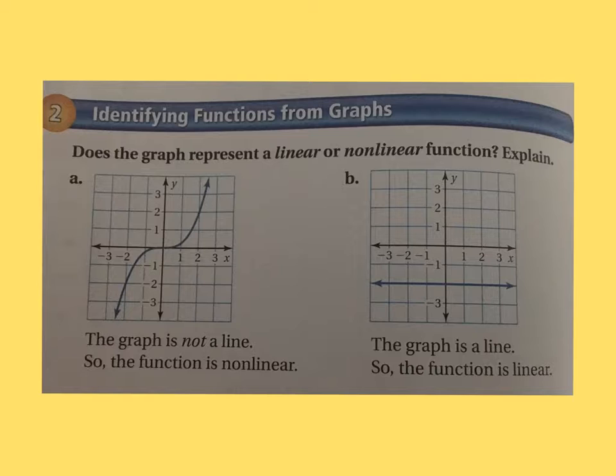Here's example number 2, and I don't want you to overthink it because it is that easy. Does the graph represent a linear or nonlinear function? And then explain. Look at A. Is this a straight line? No. So it's nonlinear. Why? Because it's not a line. Simple as that, guys. Let's look at B. Here it is right here. Linear or nonlinear? Linear. Why? Because the graph is a line. Just like that.